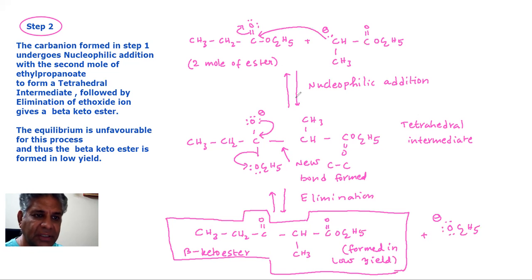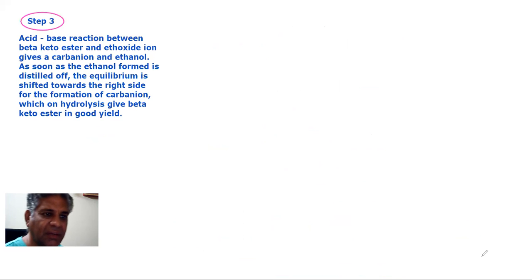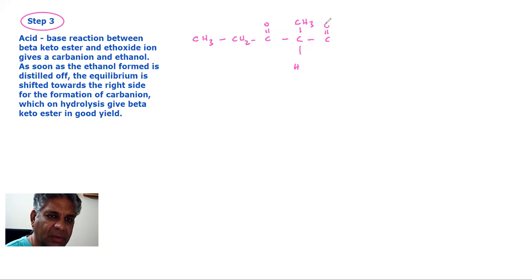So this step is what we call an addition elimination step, right? This step is very important. Then what happens in the next step is that you'll have an acid-base reaction with this beta ketoester, CH3CH2C double bond O, then you have hydrogen here, and then CH3, C double bond O, OC2H5. Now this is your beta ketoester. This beta ketoester is a strong acid.